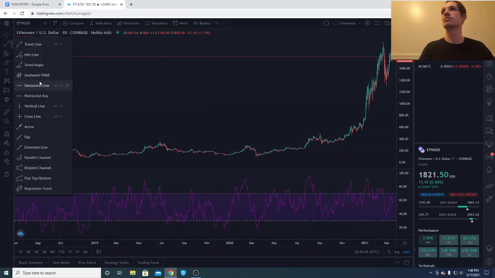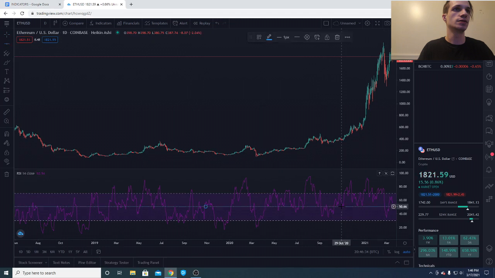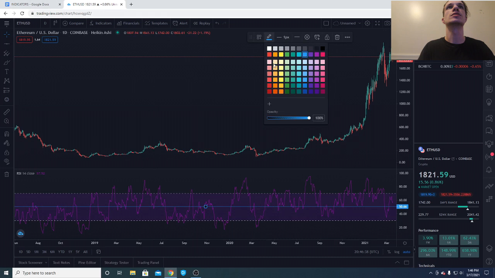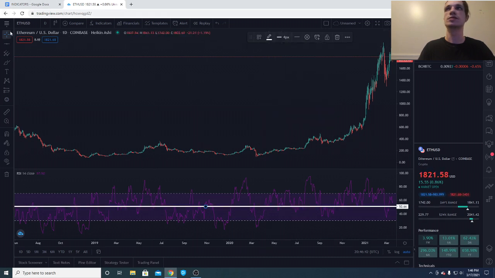Alright, so I'm going to show you how to do this real quick. So we're going to get a horizontal line. We are going to find 50. Yeah, it's not the best, but it will work. And then make that chunky. Alright, so that's our 50 line. Now I'm going to show you what I mean.